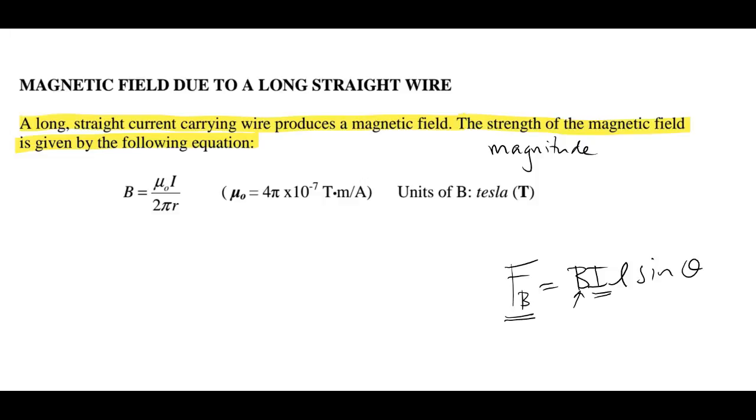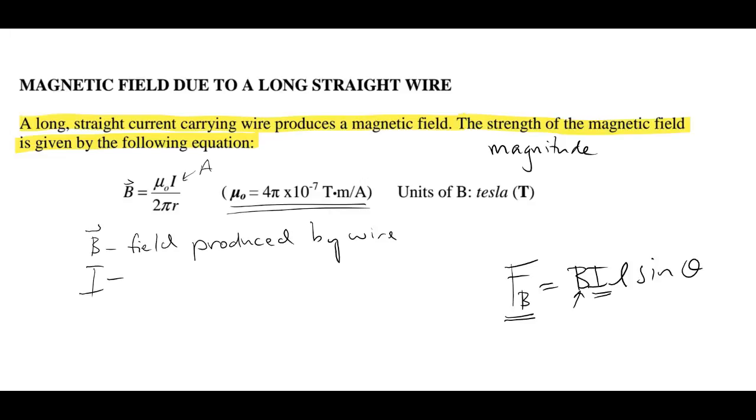So this is my magnetic field, so that is B. That is equal to mu naught. Now mu naught is just a constant, which will always be given to you, but mu naught is 4 pi times 10 to the negative 7th Teslas times meters over amps. Then I, of course, is in amps. That's the current in the wire. So B is the field produced by the wire, and B is going to be in Teslas.